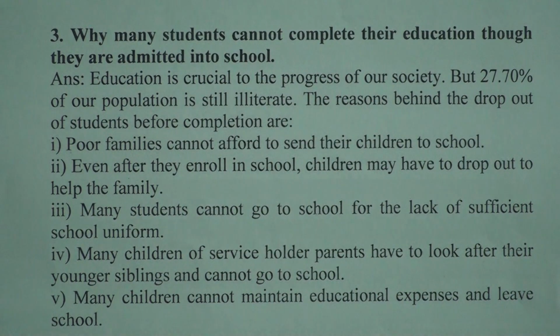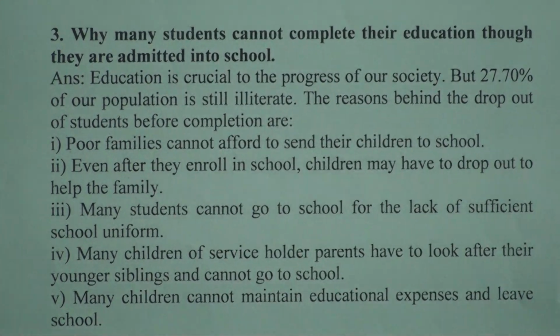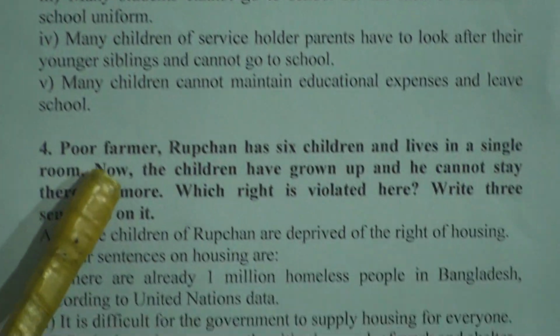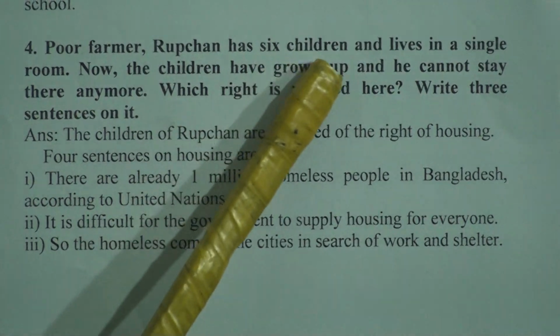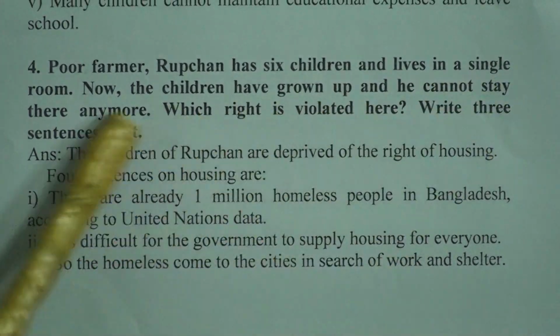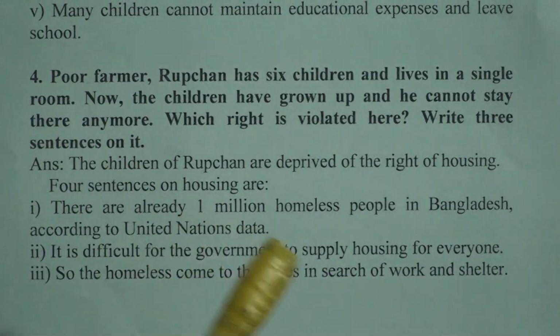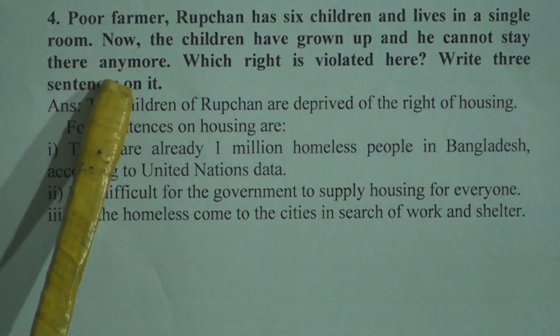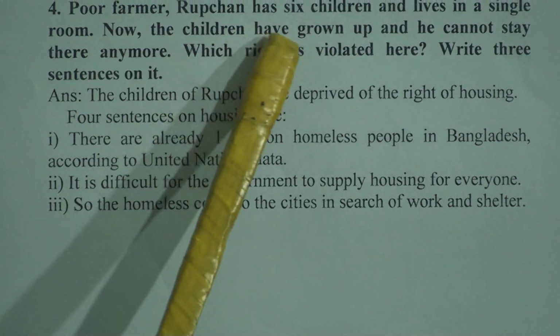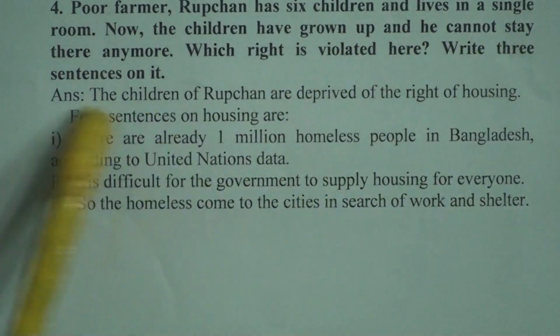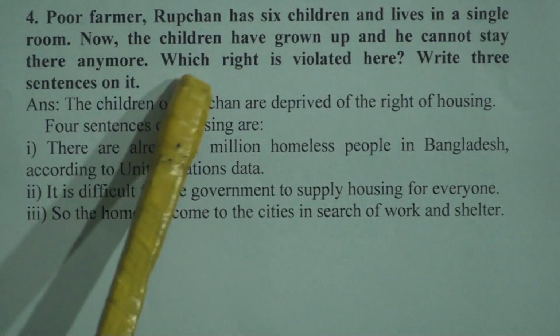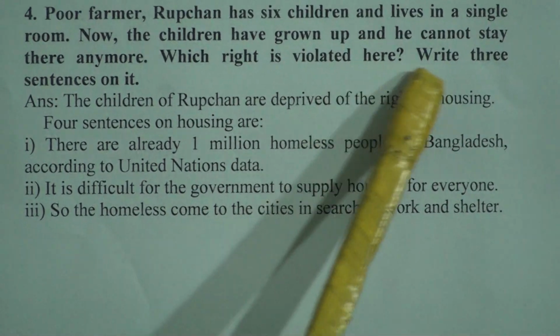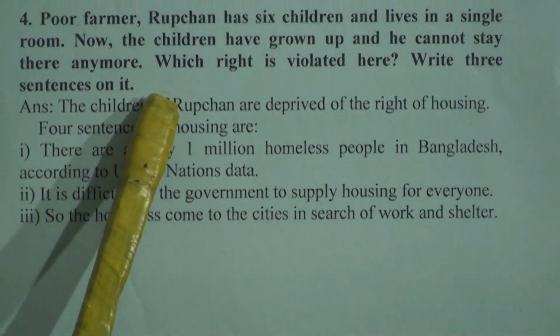So this is the answer of number 3. Now we will go to our last competency-based question answer from this chapter. That means number 4. Poor farmer Rupchan has 6 children and lives in a single room. So Rupchan has a very big family. He has 6 children. Now the children have grown up and he cannot stay there anymore. Which right is violated here? Write 3 sentences on it.